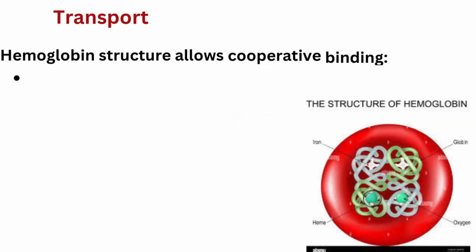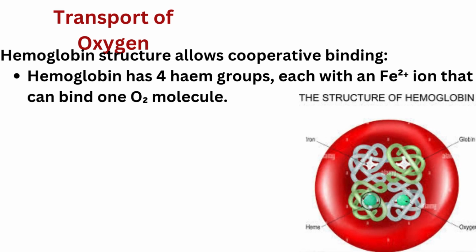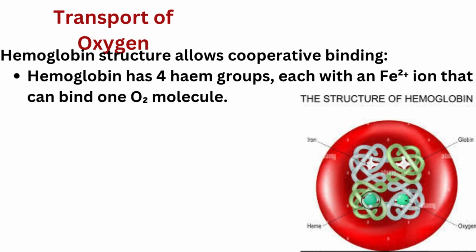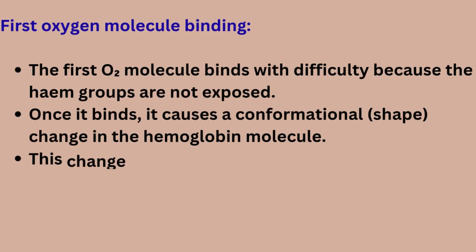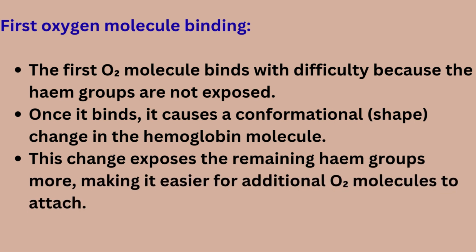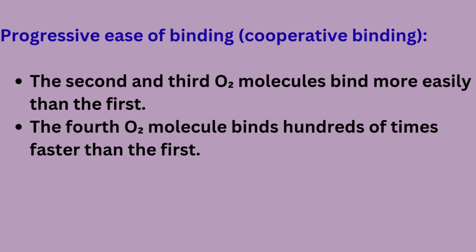The structure of hemoglobin enables cooperative binding. It contains 4 heme groups, each with an iron ion, Fe²⁺, capable of binding a single oxygen molecule, allowing efficient oxygen uptake and release. The first oxygen molecule binds slowly because the heme groups are hidden. This binding changes hemoglobin's shape, exposing the other heme groups and making it easier for more oxygen molecules to attach. In cooperative binding, the second and third oxygen molecules attach more easily than the first, while the fourth binds hundreds of times faster, demonstrating hemoglobin's efficiency in oxygen uptake.